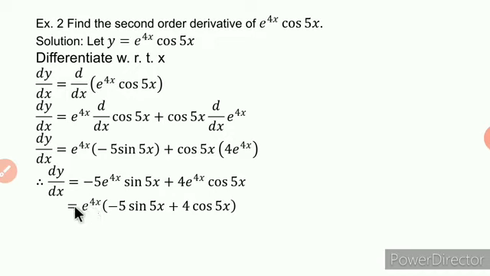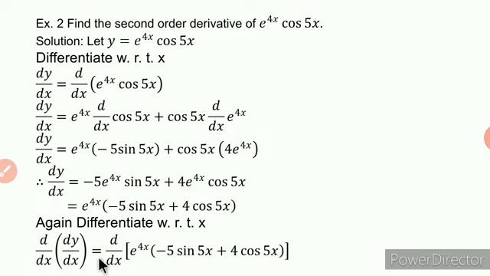Now this is the value of dy by dx, which is again some function of x. So again differentiate this with respect to x. We get d by dx of dy by dx is equal to d by dx of e raised to 4x into minus 5 sin 5x plus 4 cos 5x. Now again use the u into v rule on the RHS.